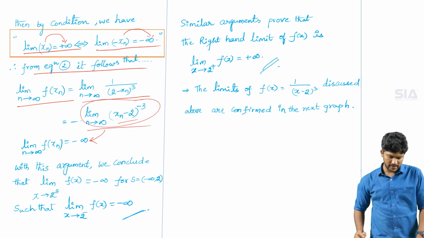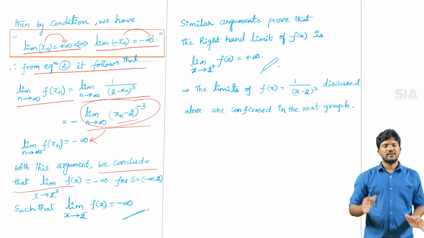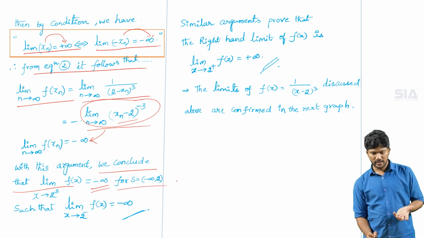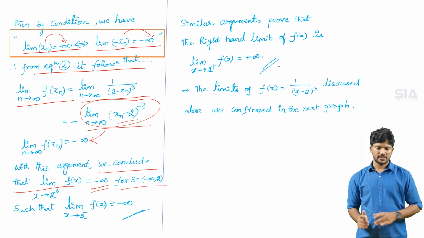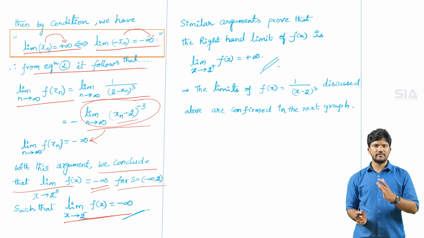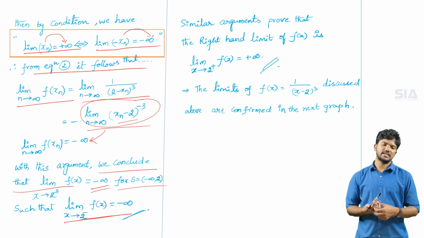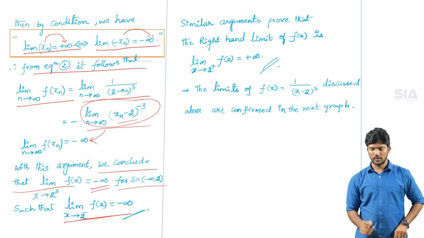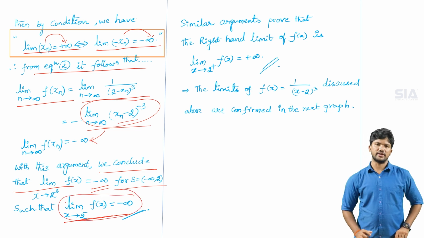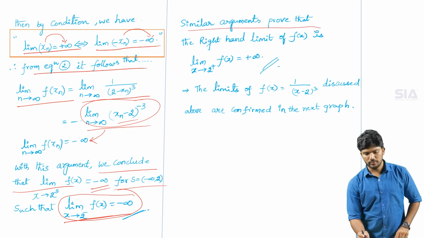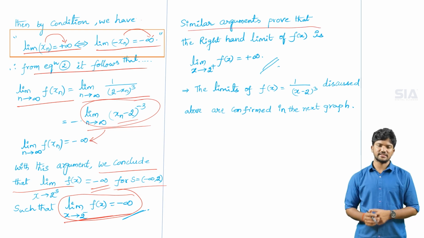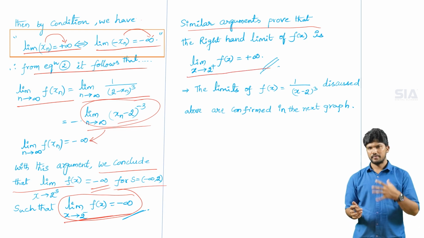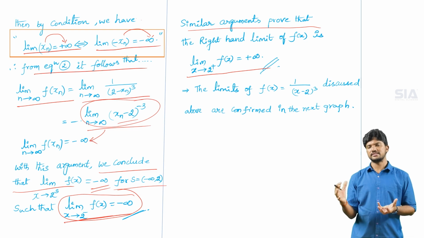So with this argument we can conclude that whenever limit x tends to 2 along s, f of x is equal to minus infinity for small s values in (minus infinity, 2), such that the left hand limit of the given function, LHL, is equal to limit x tends to 2 minus f of x is equal to minus infinity. Okay, so the left hand limit is minus infinity. Similarly, similar arguments prove that the right hand limit of f of x, limit x tends to 2 plus f of x, is equal to plus infinity. That means the right hand limit of the given function is plus infinity.